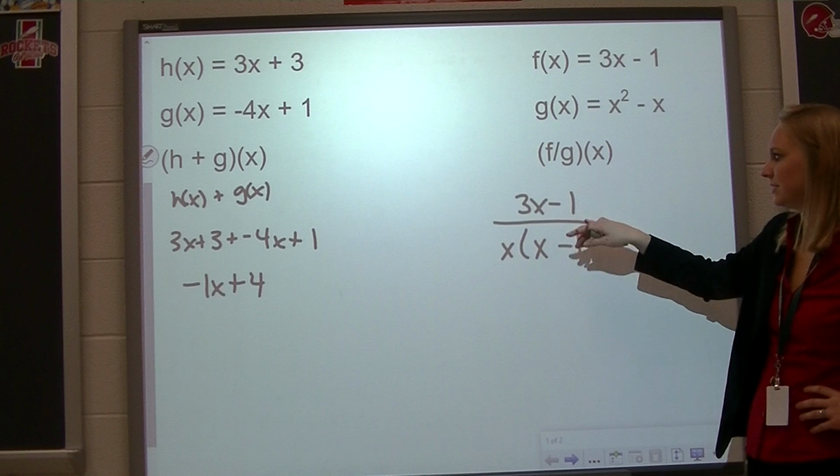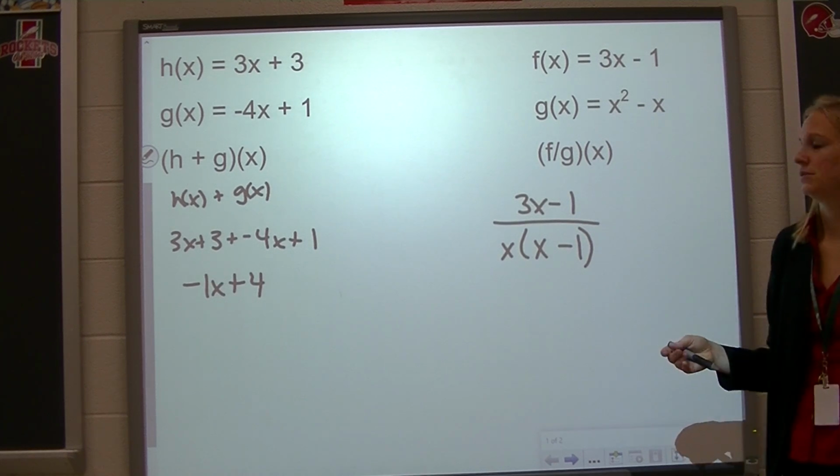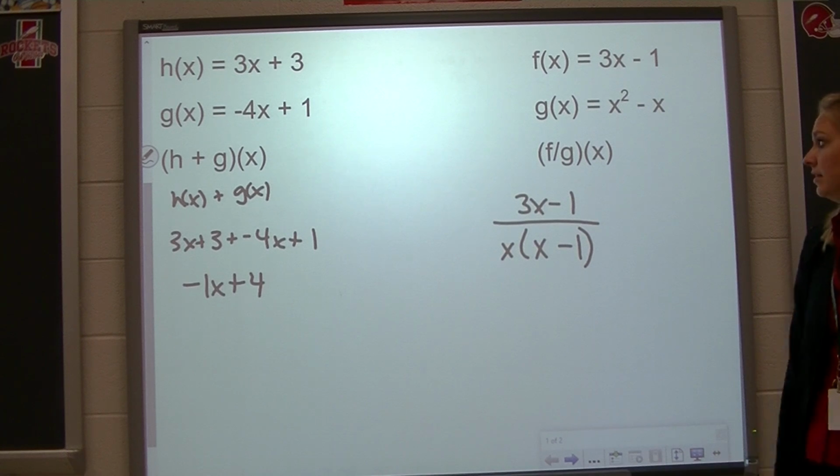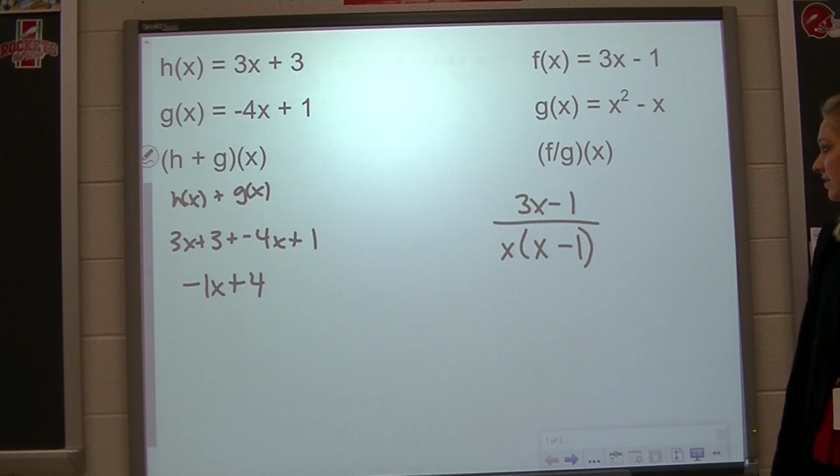Well, you might say there's an x minus 1 here. Not really, there's a 3x minus 1. It's not the same group. So really, there's nothing we can do to divide that. So that's it, that's simplified.